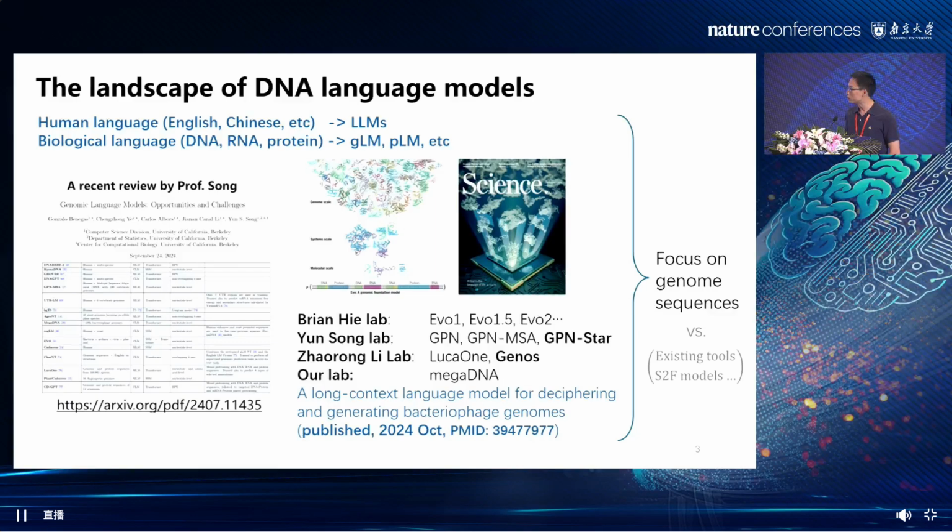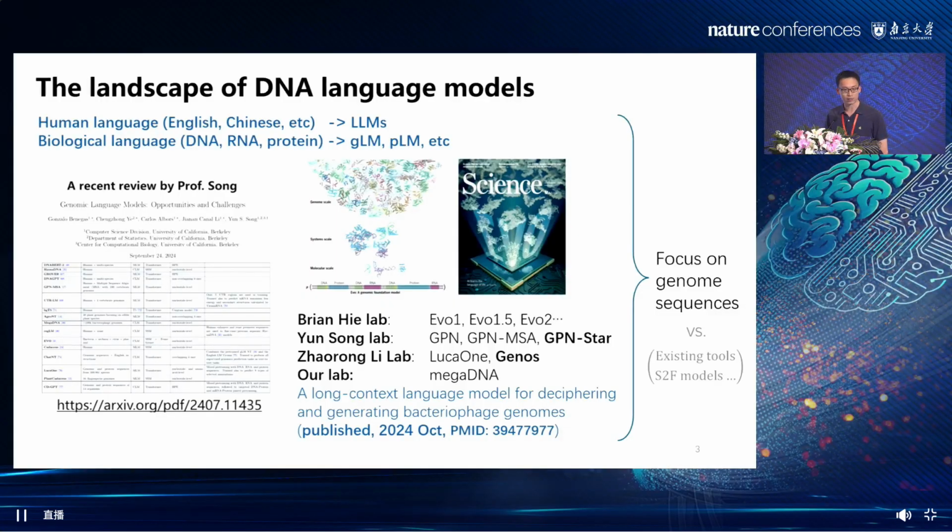We know that large language models have been very successful in modeling human language, like English or Chinese. So people are using similar strategies to try to model DNA sequences or protein sequences. I think yesterday Brian and Nolia covered this topic very nicely. On the left is a review by Professor Song Yun from UC Berkeley. It is a very nice review that covers all the DNA language models. And in the middle, I highlighted a few works.